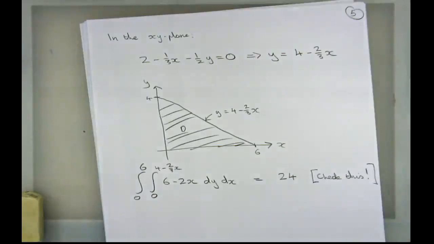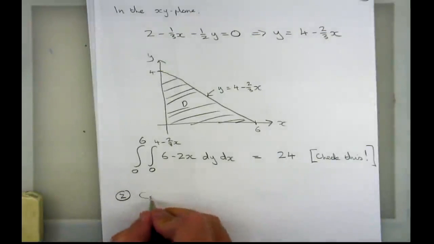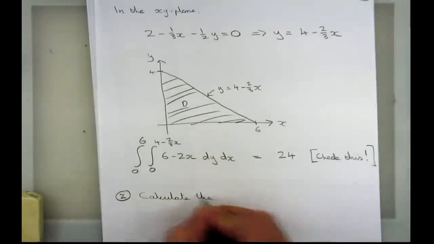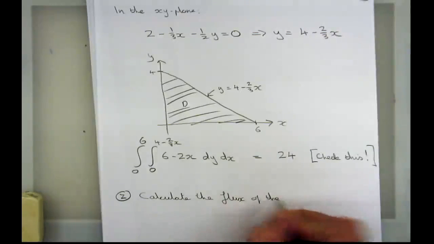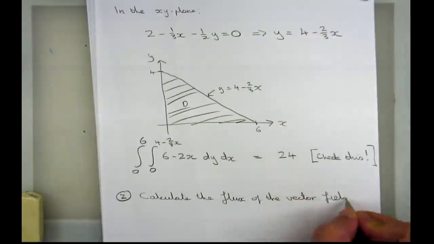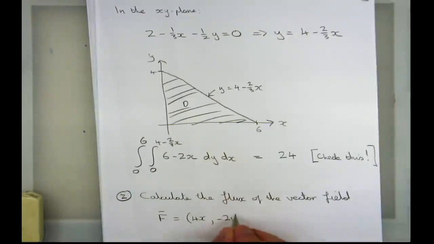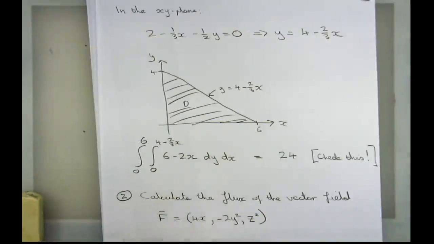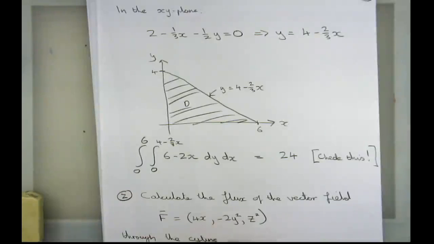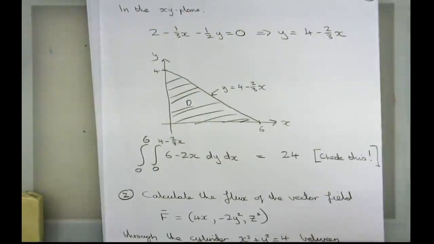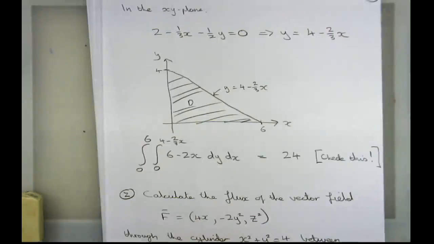All right, let's have a look at another one. So let's calculate the flux of the vector field through the cylinder x squared plus y squared equals 4 between z equals 0 and z equals 3.